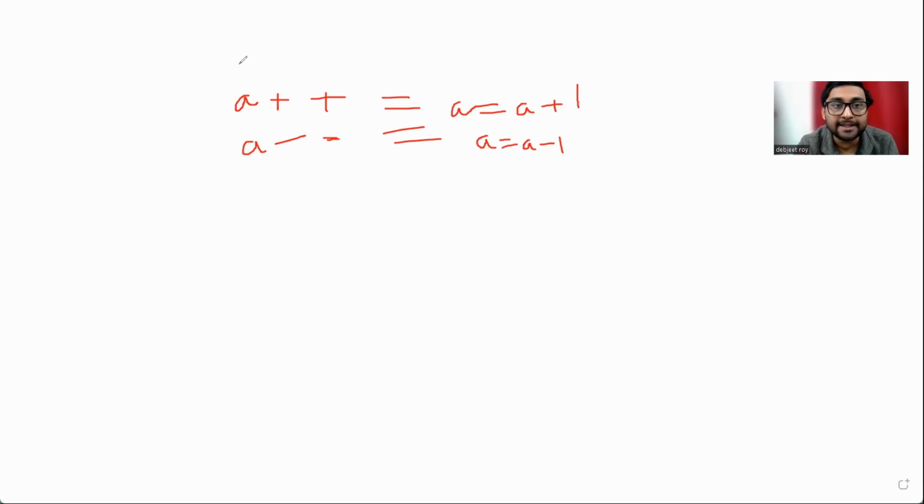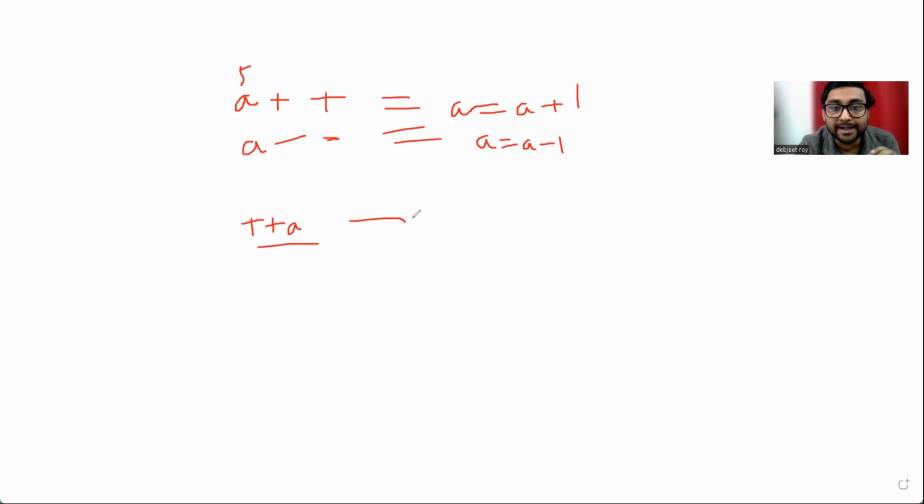So if a value is 5, then a will be 5 plus 1, which is equal to 6. But if I am doing plus plus a, then what will happen? Here we have to consider two scenarios: first will be pre, and the second will be post. So if I'm doing plus plus a, it means I am doing the pre-increment.